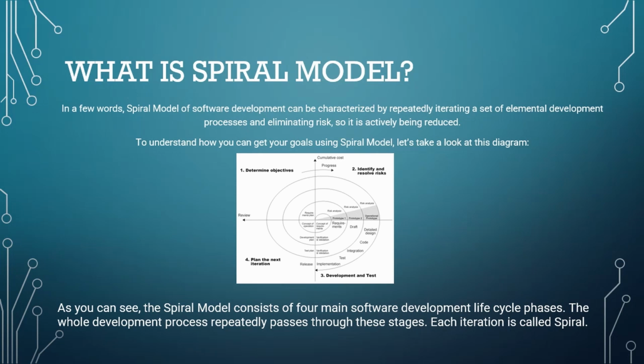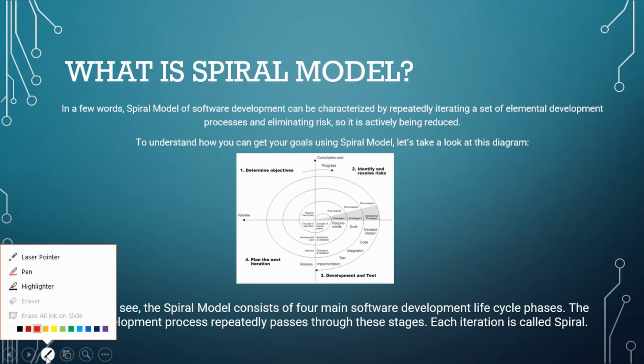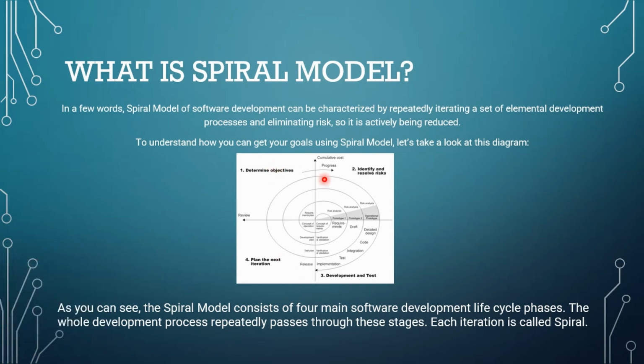To understand how you can reach your goal using the spiral model, let's take a look at this diagram. As you can see, the spiral model consists of four main software development lifecycle phases. The whole development process repeatedly passes through these stages. Each iteration is called a spiral. As you can see, the model goes like a spiral. So let's understand it more.